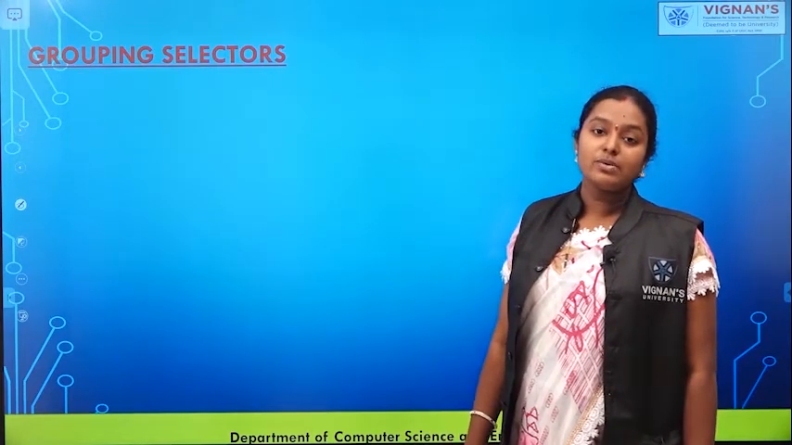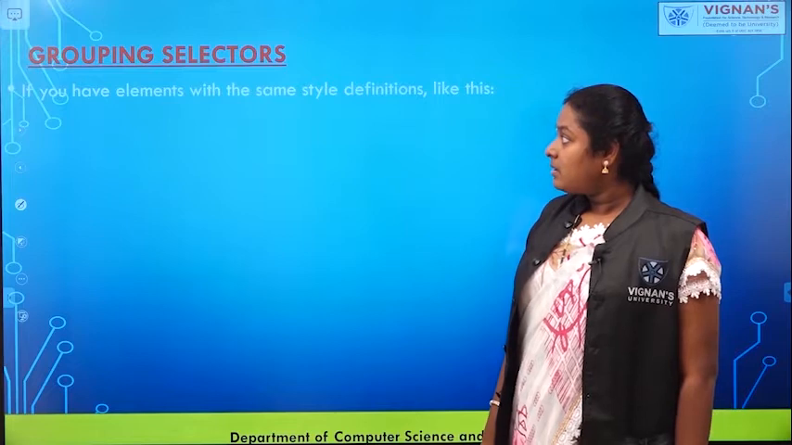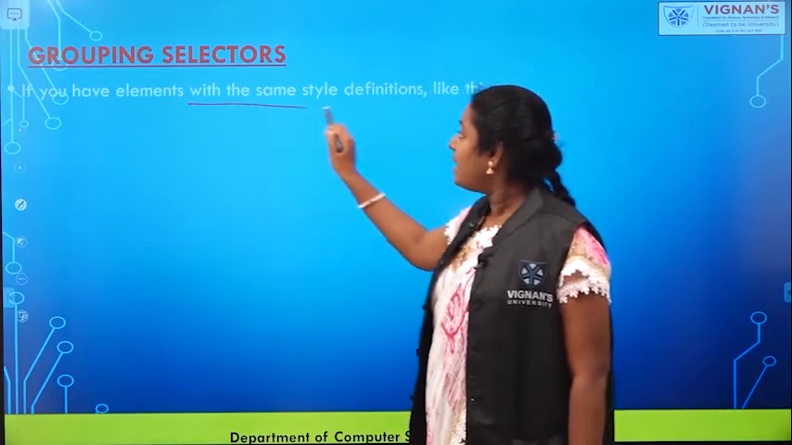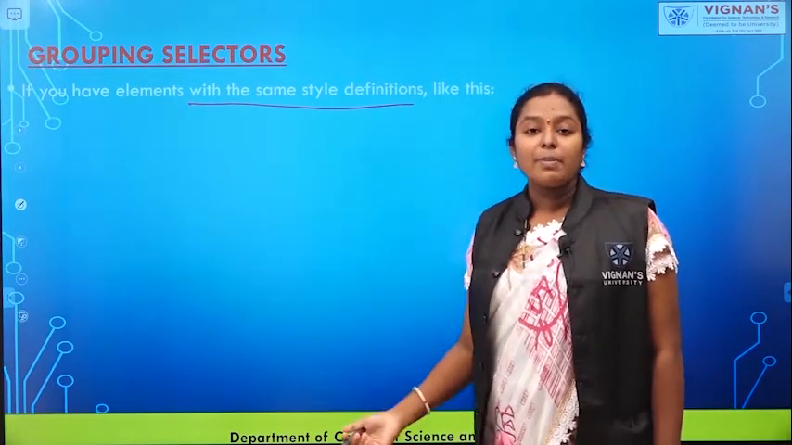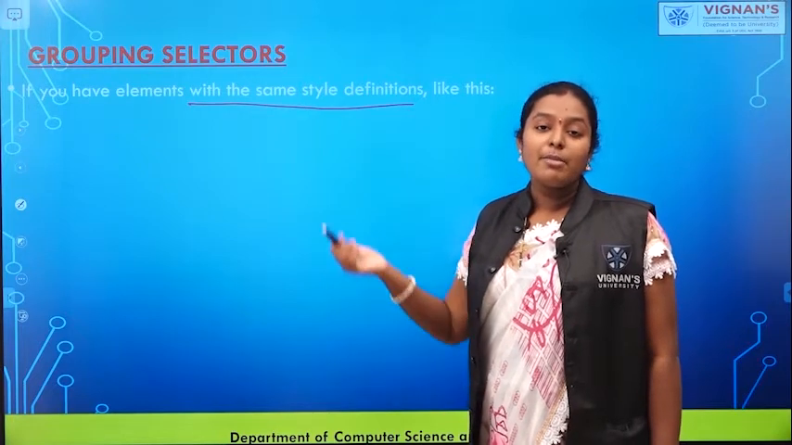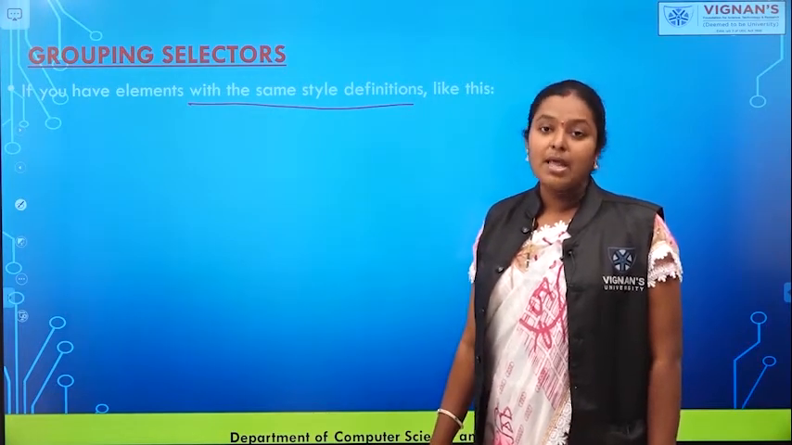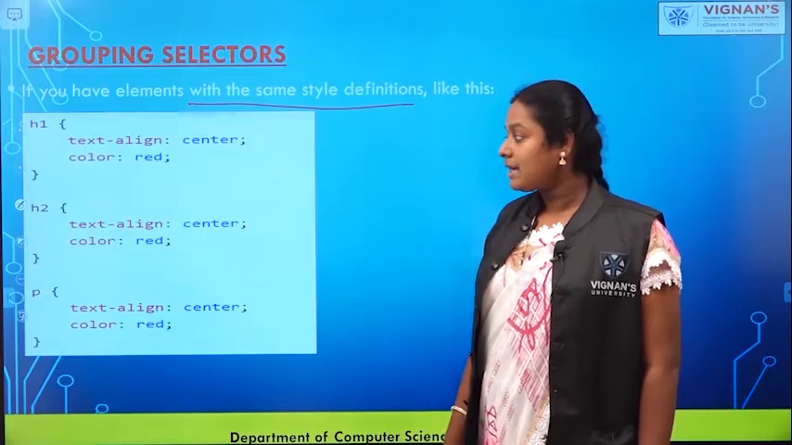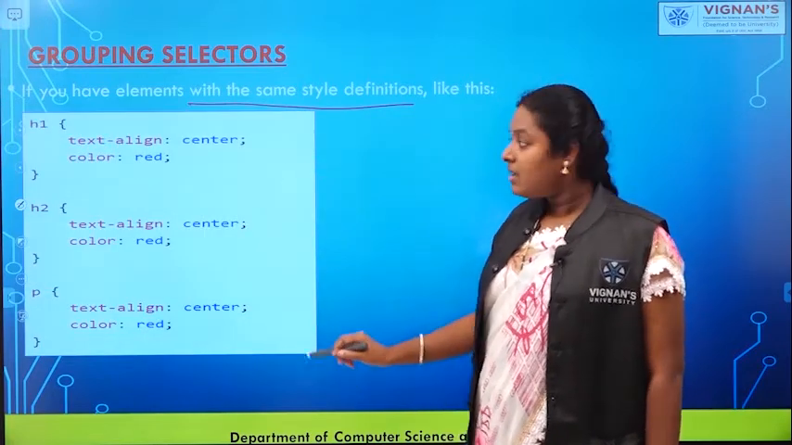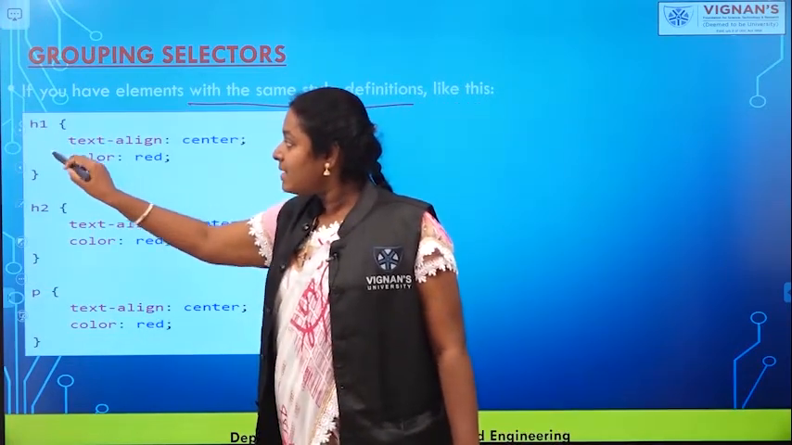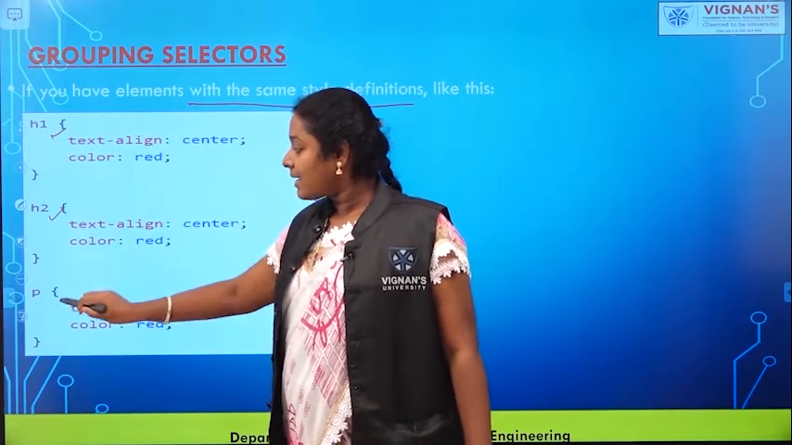The next selector you are going to discuss in the CSS selectors is the grouping selector. So when will you use this grouping selector? If you want to apply the same style to multiple elements in a web document, then you have to use the grouping selector. If you see in this image, here I am taking three tags: one is the h1 tag, the h2 tag and the p tag.